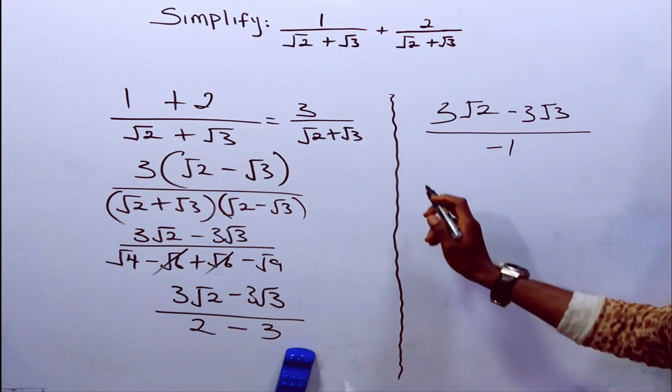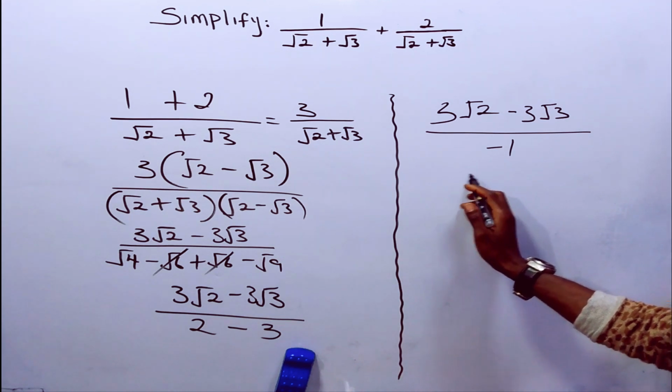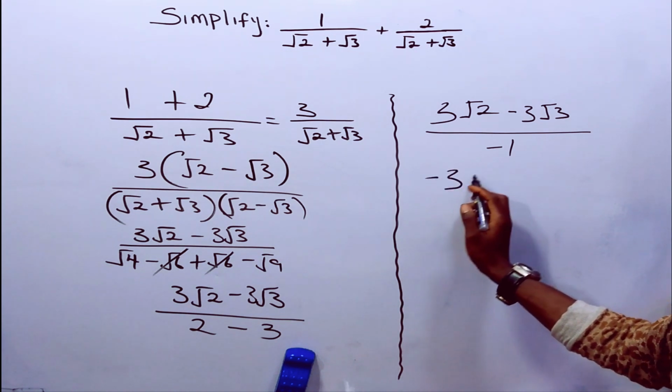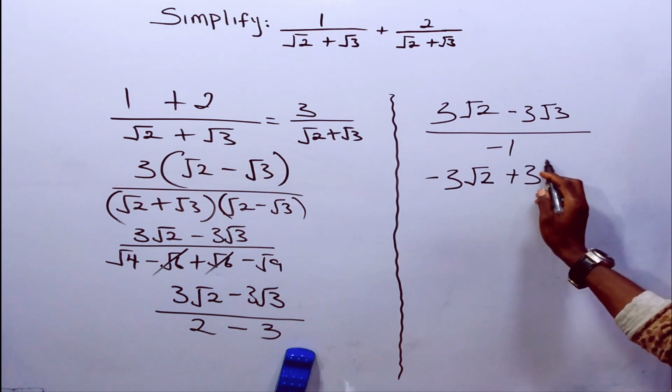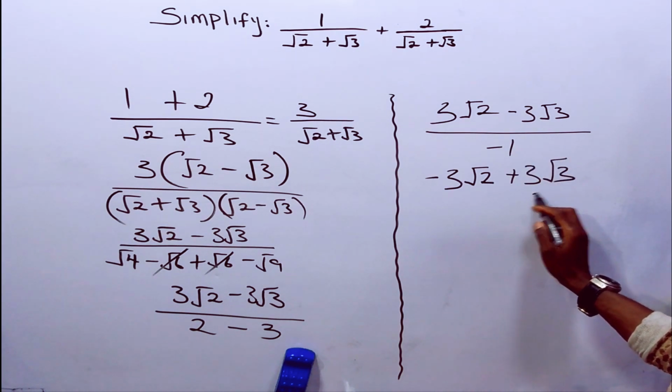Now, dividing by negative 1, 3 root 2 minus 3 root 3 will give us negative 3 root 2 positive 3 root 3.